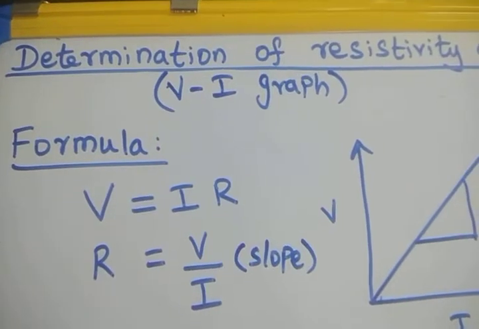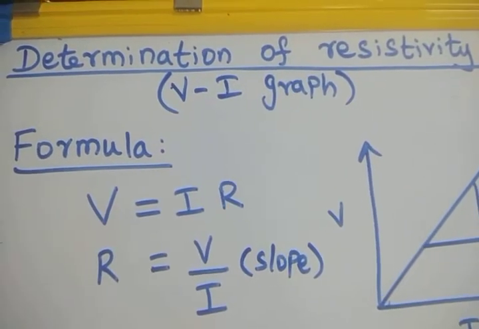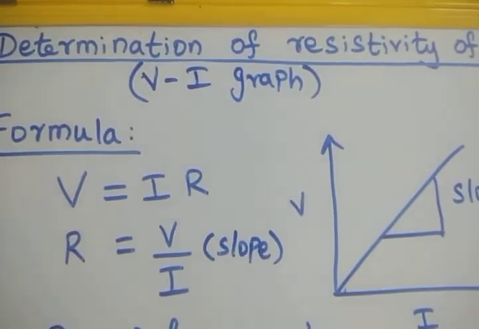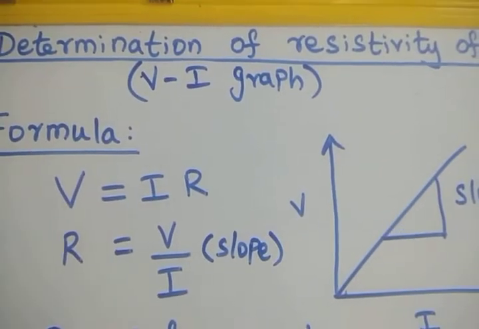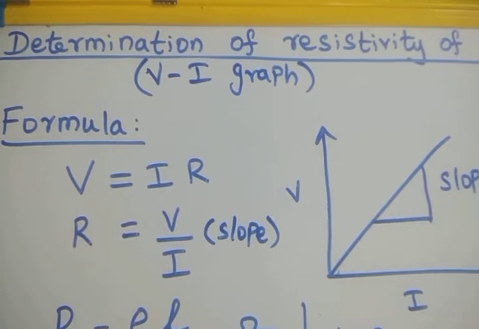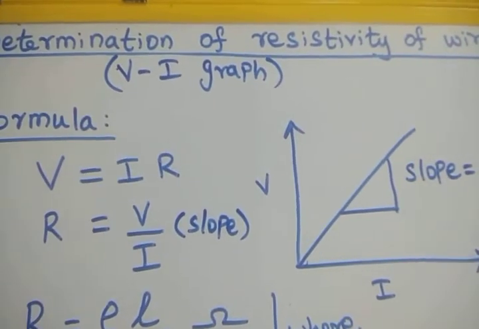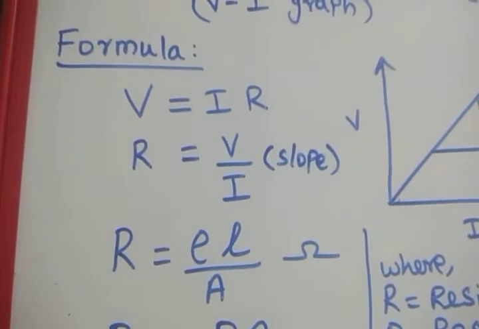Dear students, our first experiment is the determination of resistivity of a wire by using a voltage-current graph. That is the Ohm's law verification. So, determination of resistivity of a given wire, one or two wires. What is the formula we are using?